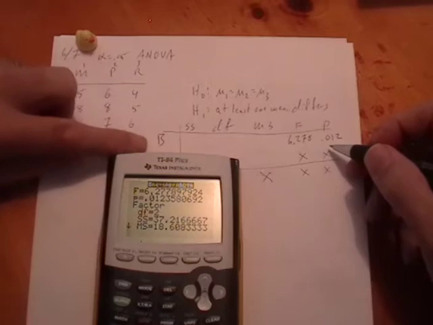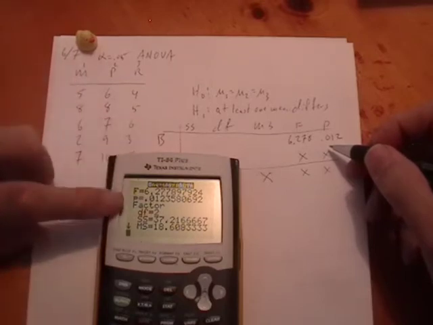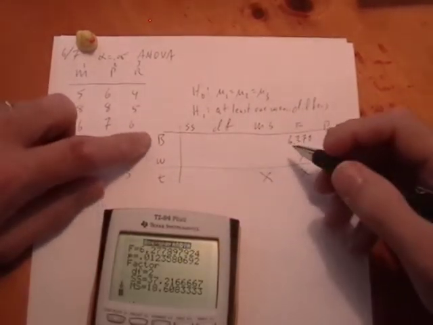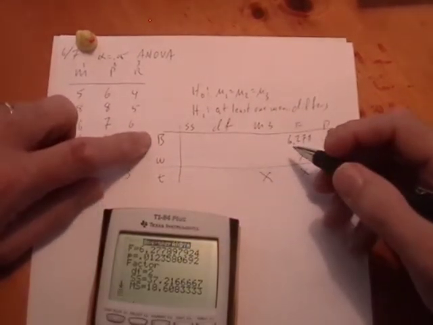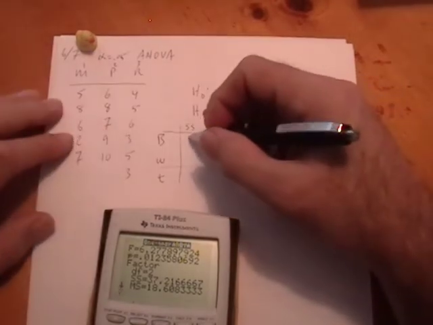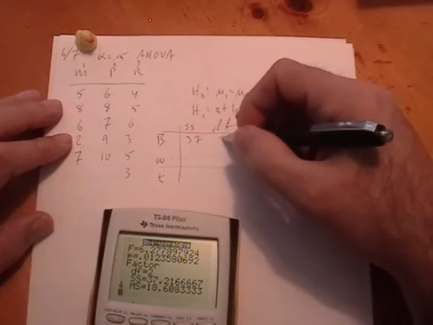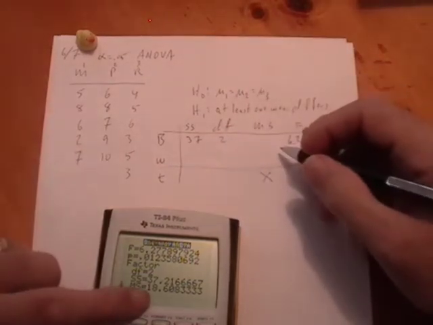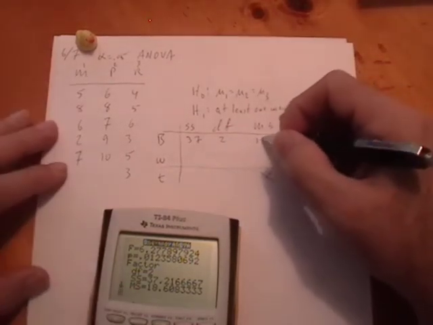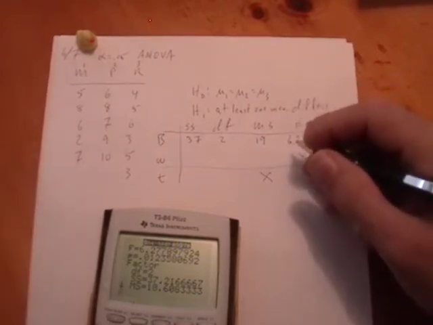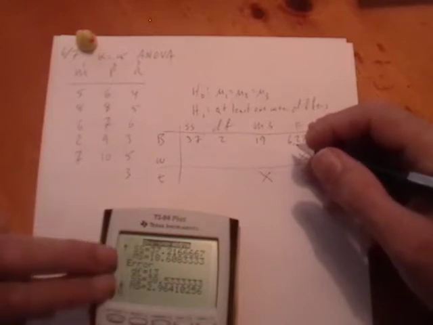I call it between and within, and I'd like you to do the same. The calculator calls it factor and error. Sum of the squares, getting it to integers is fine. I will say 37, 2, and 18.6. That would round up to 19. For within, remember that that's where it says error.